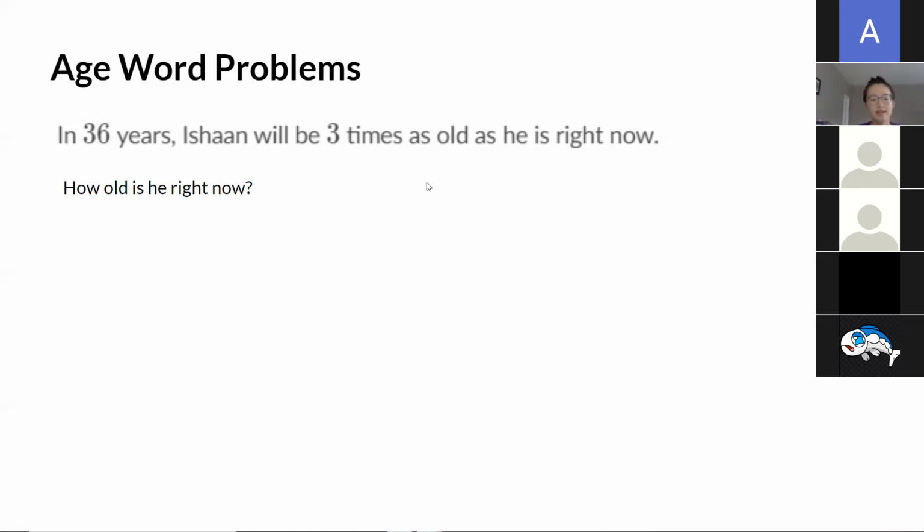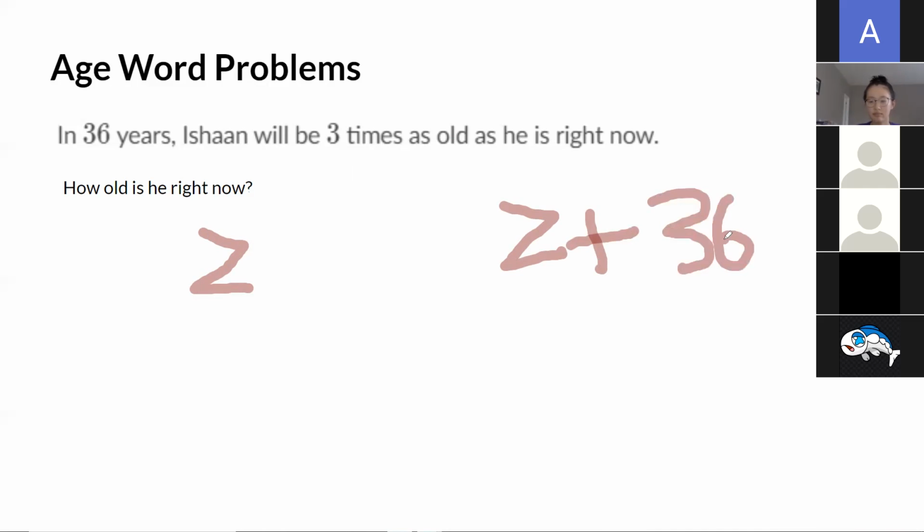So in 36 years, Ishan will be 3 times as old as he is right now. So let's say that Ishan is Z years old right now. Can everybody see what I just wrote? Yes. Okay. So in 36 years, so 36 years in the future, Ishan's age would be Z plus 36, right? Does that make sense?